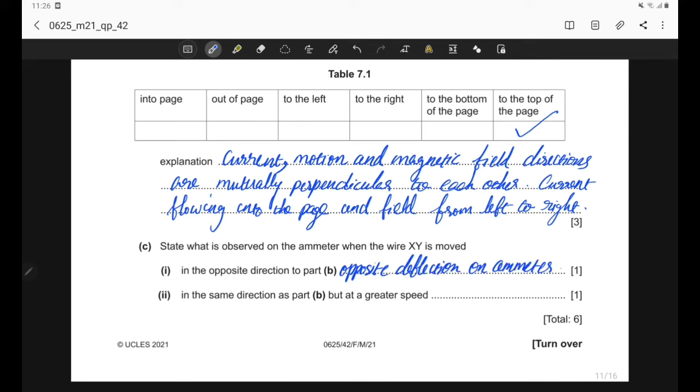And part 2, in the same direction as part B, that means the wire is moving in the same direction as part B, but at a greater speed. So we should understand that when the cutting speed increases, the rate of cutting increases, so more current will be flowing. So we can write whenever there is movement with higher speed, the current will be more. So we can write greater current, or in terms of deflection we can write down greater deflection.